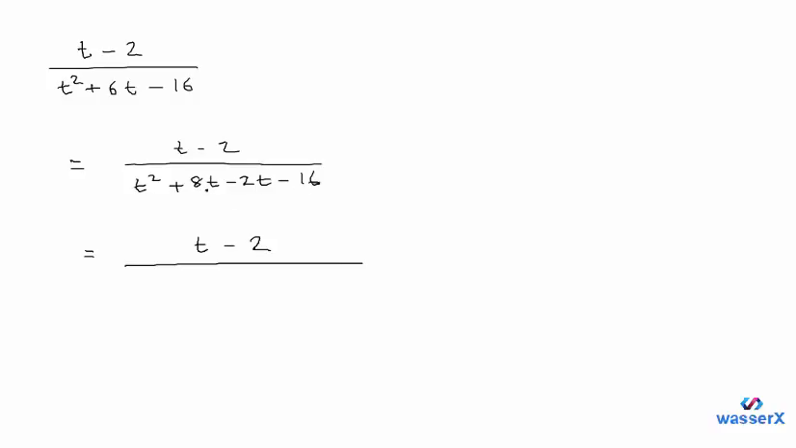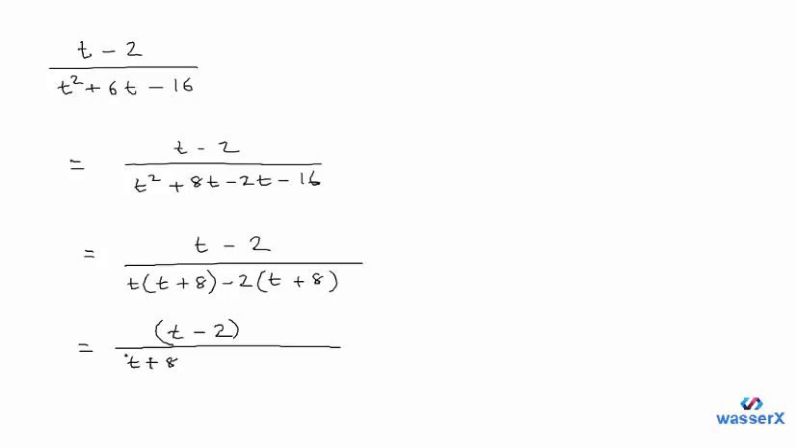And this is equal to t minus 2 on the top over, let's factorize these in pairs. Common factor between these two is t. So we have t times t plus 8. Common factor between these two is negative 2, so minus 2 times t plus 8. So this is equal to t minus 2 on the top over, we have a t plus 8 and a t plus 8 as a common factor between these two terms now. So take it out, and then we are left with t minus 2.